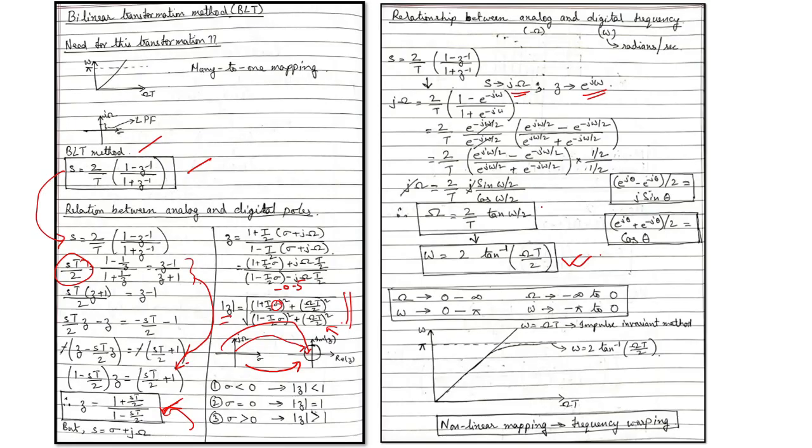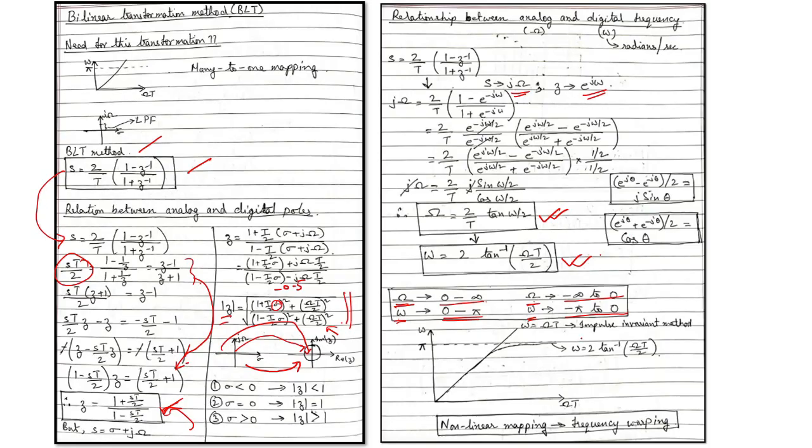For the analog frequency it is the pre-warping relationship, omega equals 2 by T tan of the digital frequency by 2. So what does this say? When our analog frequency varies from 0 to infinity, our digital frequency varies from 0 to pi. Similarly, in the negative frequency region, when the analog frequency is from minus infinity to 0, the digital frequency is in the range of minus pi to 0.